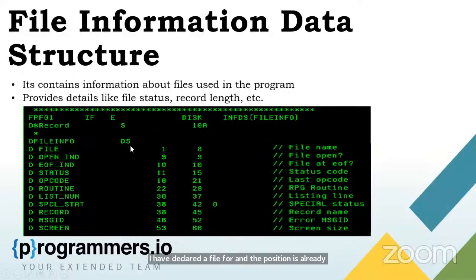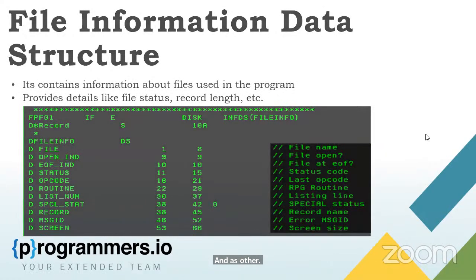If you want to get the file name, then position 1 to 8. Whether your program has ended or not, the indicator value and the file, it will return from position 10. The record length you will be getting from position 38 to 45, and so on. Next, see the last one.